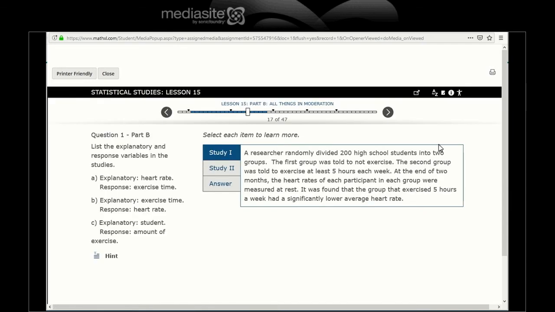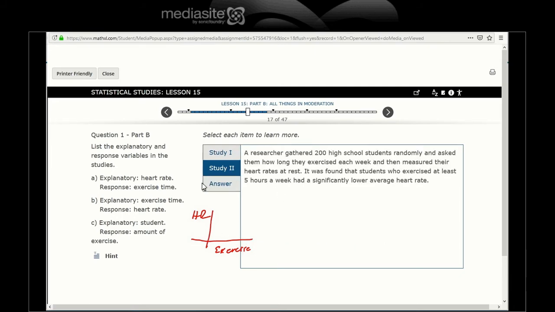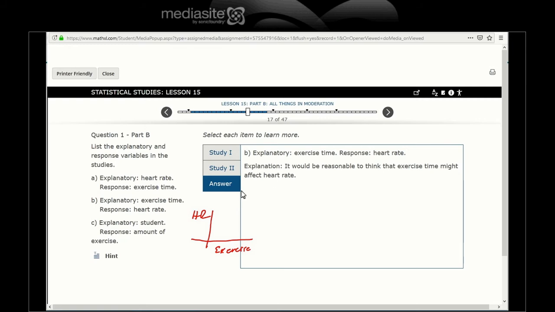This is explanatory and response variables in the studies. Let's see, explanatory. Looks like exercise. And response would be heart rate. Right. B.